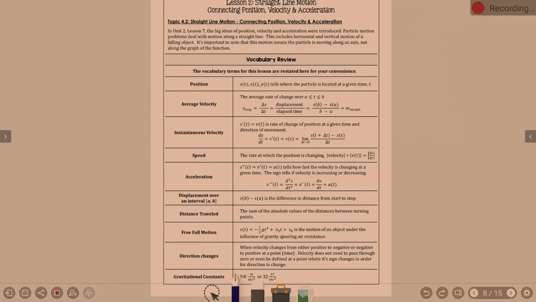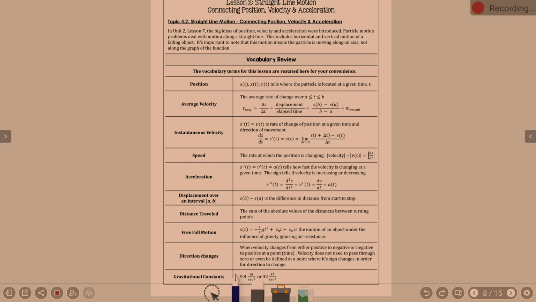Okay, so lesson 2, we are looking at more application-based stuff here. And so we are back to the topic of straight line motion. We've already visited this topic multiple times this year. It keeps coming back, especially with derivatives.